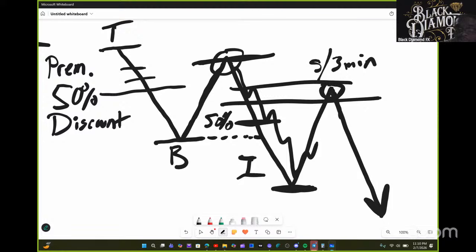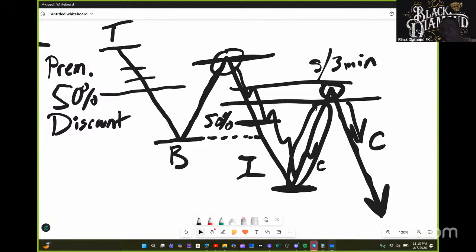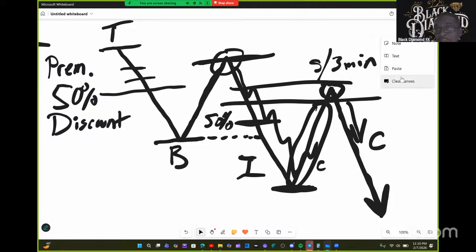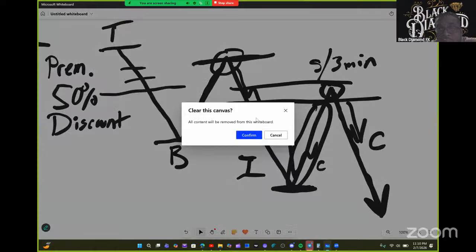And then you get the correction. I mean, continuation, I'm sorry. This leg here is your correction, and then this is your continuation coming down. So let's go into charts. We're going to go into charts first, then we're going to come back and I'm going to show you how I find my entries. Let me clear this right quick.